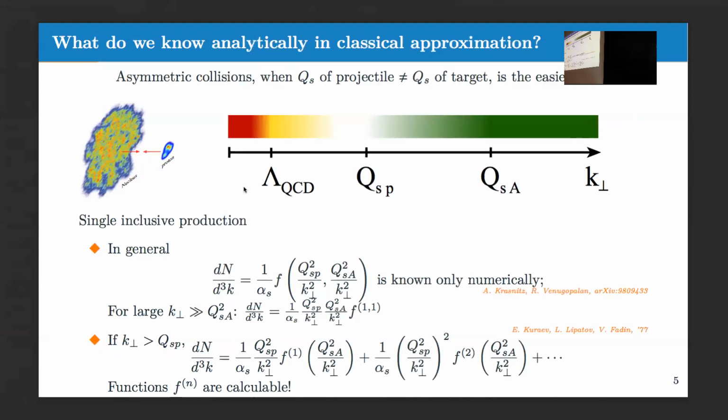You can do this on the lattice by solving the classical Yang-Mills equations. For a very large k, much larger than the largest saturation momentum, you can do the calculation analytically and get a very simple result. Now, if you want to account for multiple rescattering in the densest object, in this case the target, you can expand this function into a power series in the ratio of the QS of the projectile divided by the momentum of the outgoing gluon. So you get this expansion.